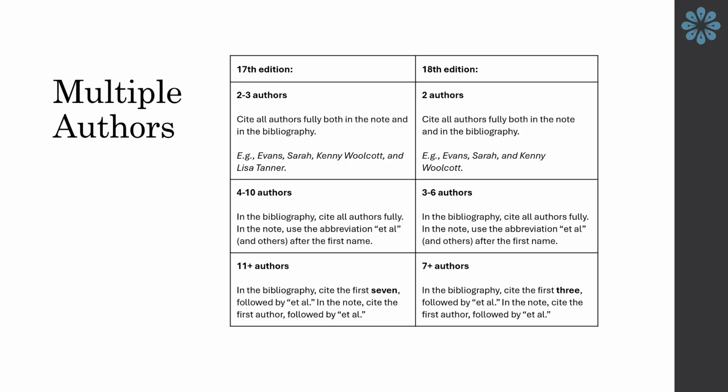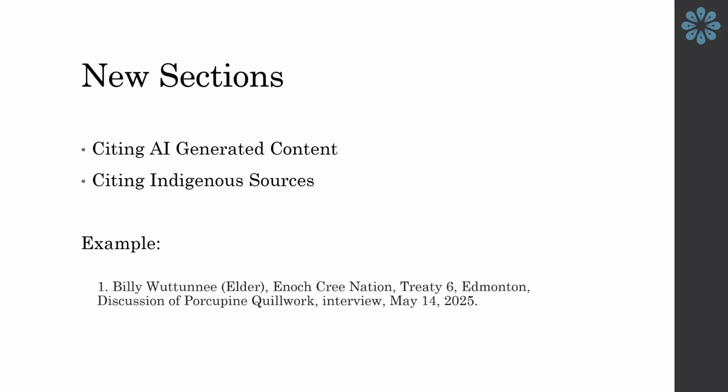Next, let's look at another significant change. For works with multiple authors, you no longer need to cite as many names. Pause the video to see the difference. Not only are there changes, but there are also some new sections. For example, the 18th edition includes rules for citing indigenous knowledge keepers, as well as content generated by AI.